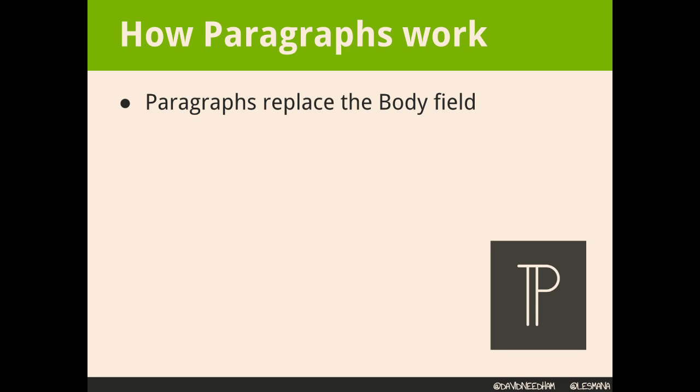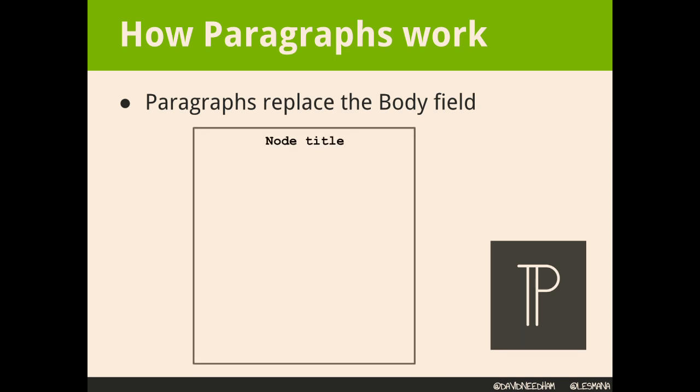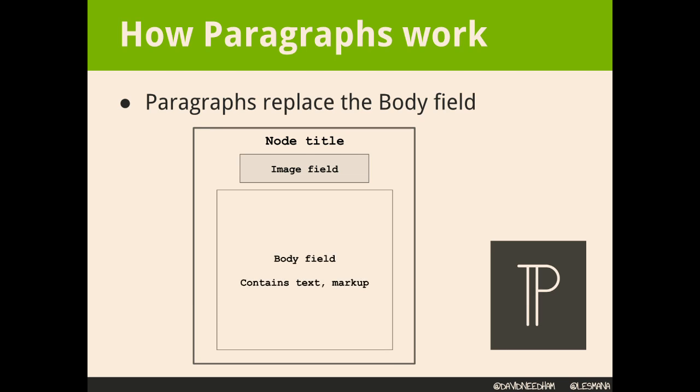A quick overview of the concept of what a paragraphs field looks like and how we might use it to replace the body field. If we imagine for a second that this box represents a piece of content, a node on a page. The node contains the title at the top of it. And we might have defined a field that contains an image, and that image displays at the very top of the node underneath the title. And then underneath the image, we have one big body field. This is a common pattern in Drupal core. The body field, in fact, is something that is created for you when you create a content type. And maybe this body field contains your text. It might contain some markup, some images that you throw in using maybe some sort of a media widget.